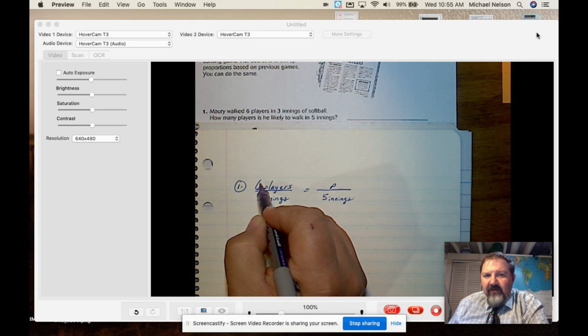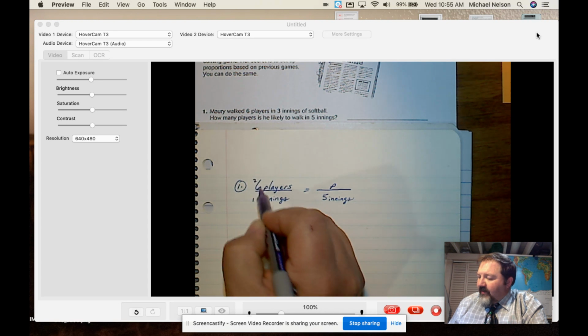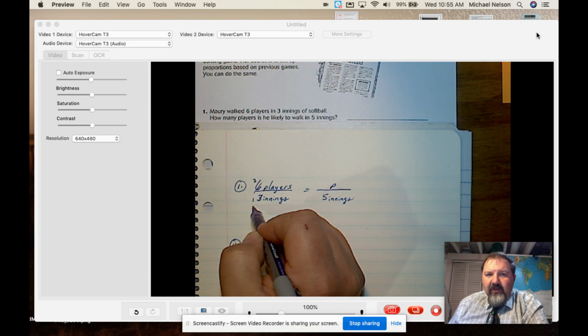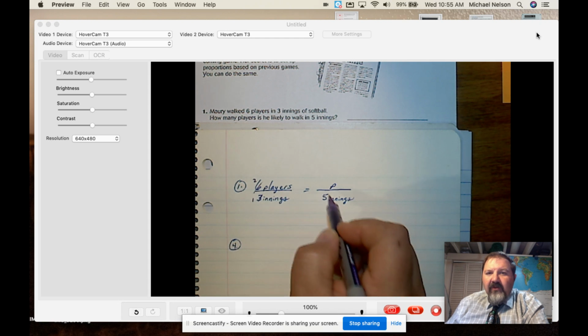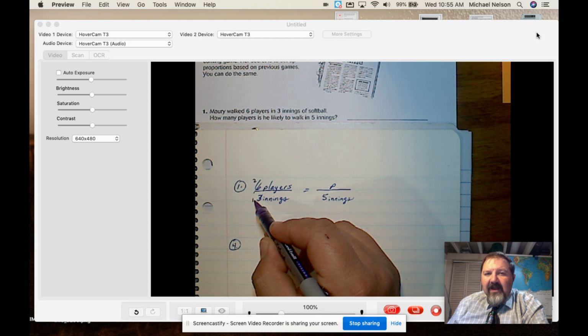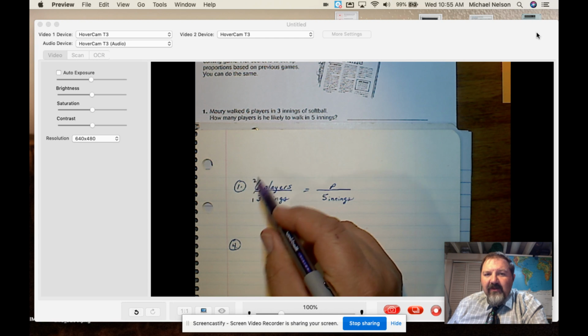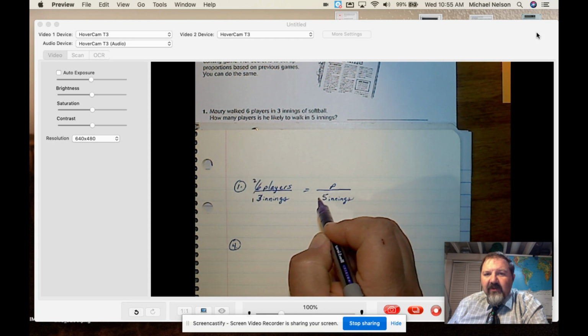Six goes, or 3 goes into 6, and so this would be a 2 up here and a 1 here. Okay, so I'm going to write that over here. It would be 2 to 1. All right, so if you have 5 innings, now it's a lot easier because I legally reduce this down. It's a lot easier to transition between 1 and 5.